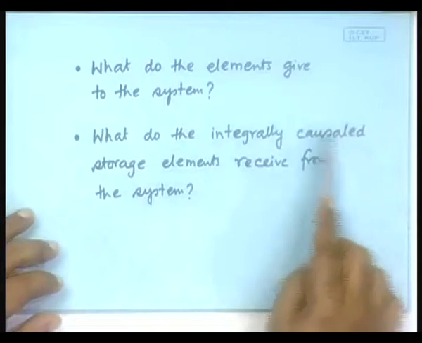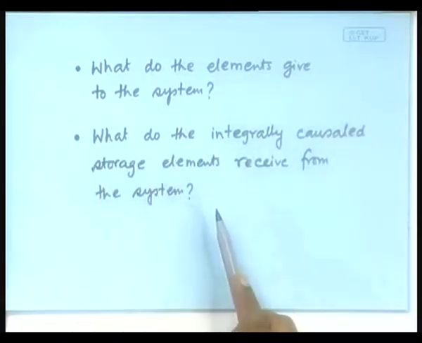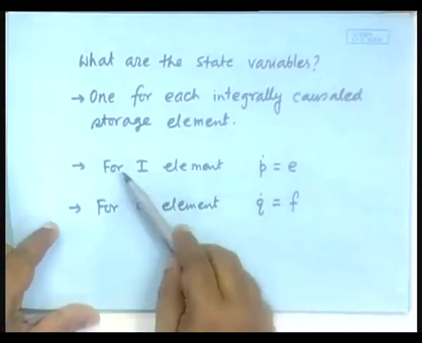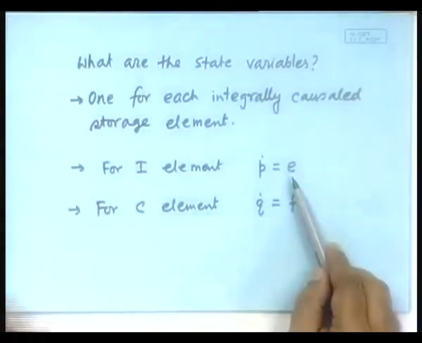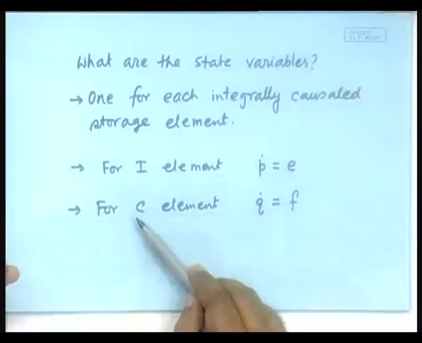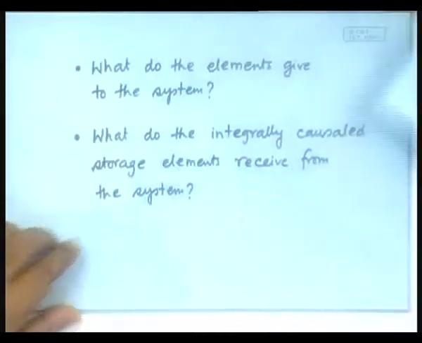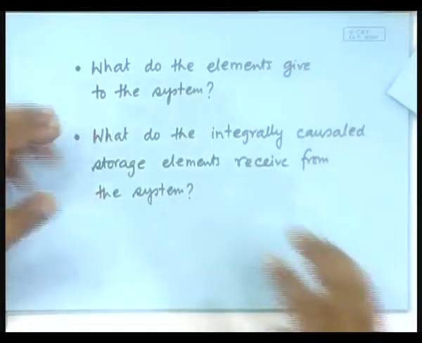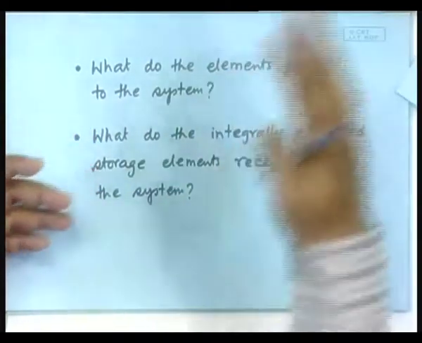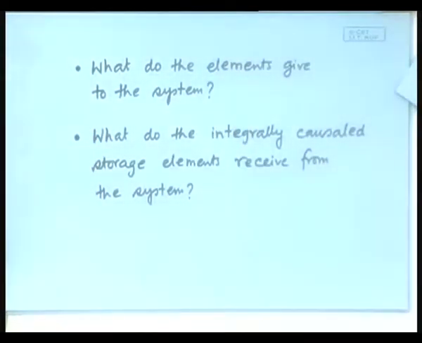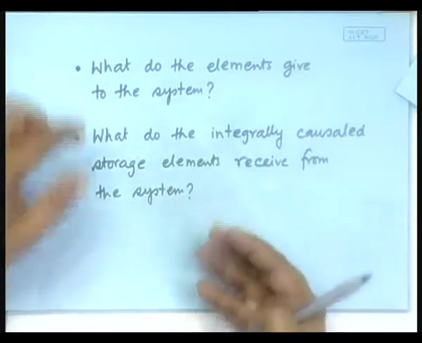See, the integrally causal storage elements, in this case you can easily see that the I element receives the effort information, the C element receives the flow information. So, the right hand side is what these things will tell. If you can express that in terms of the other state variables, you get the differential equations, but in order to do that we need the answer to this question. Let us illustrate with the help of one example.